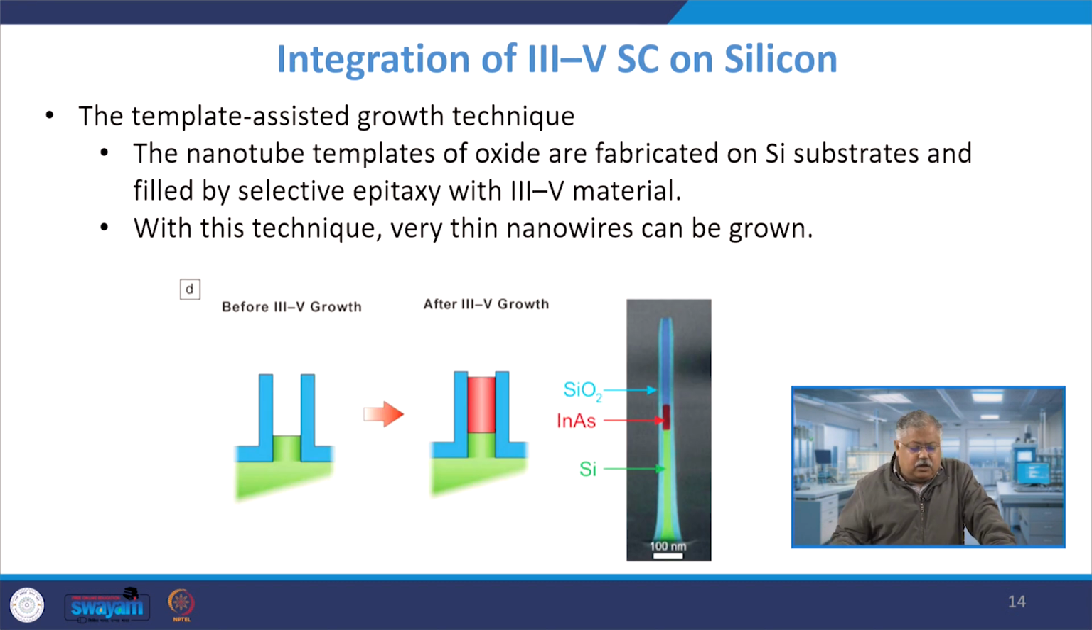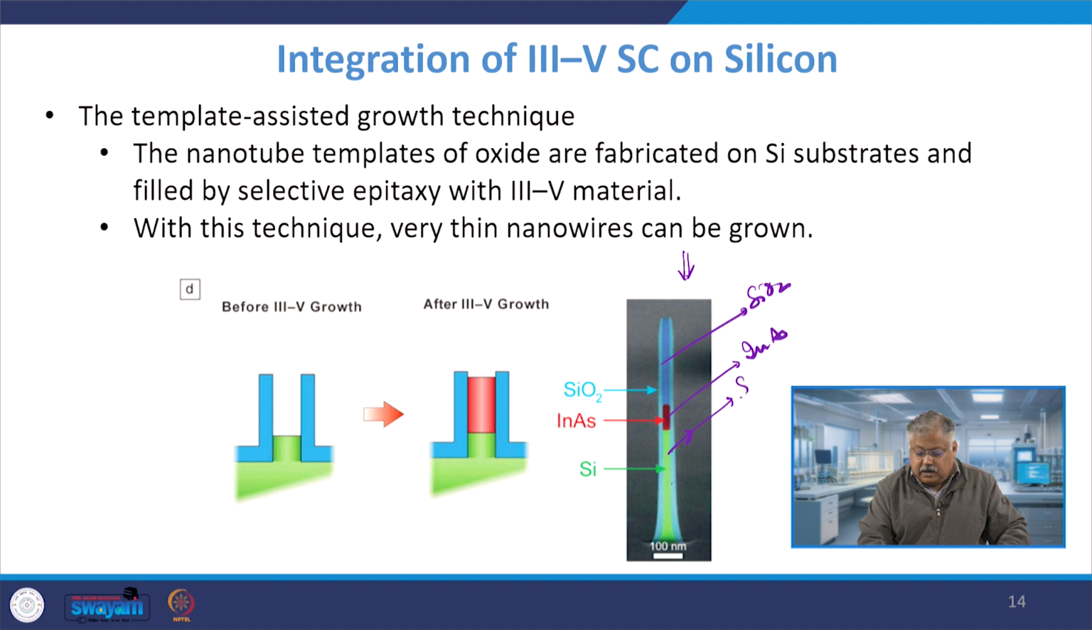There is another methodology, what is known as the template assisted growth technique, right? Here, very well defined thin nanowires can be grown, right? And people are using these techniques for growing very thin wires. On the right hand side, if you see, is a simulated image for that. We have the silicon substrate here over which you grow indium arsenide. So this is your indium arsenide, and then you have the silicon dioxide, which is the buffer layer, and this is the silicon layer which I was talking about.